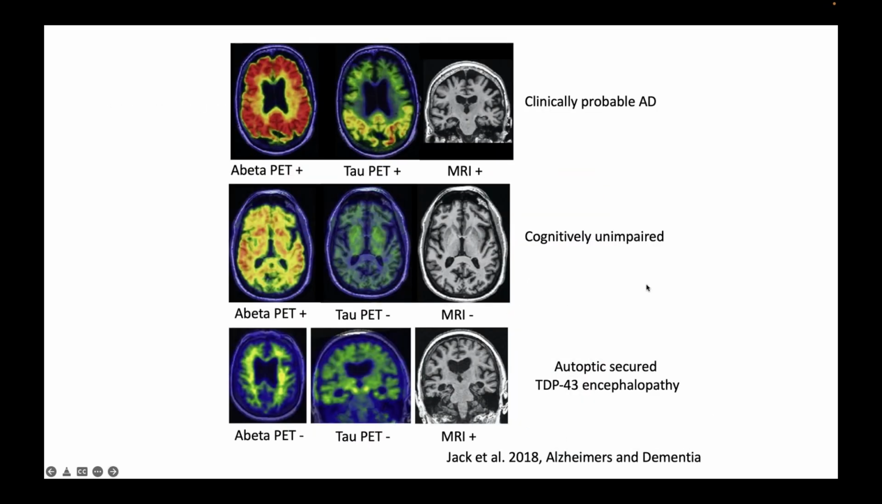And therefore, a new diagnostic criteria catalog was established in 2018 by Clifford Jack et al., a nuclear physician. And there we have a classification which is called the ATN classification, which takes into account these biomarkers. So A for amyloid, T for tau, and N for neurodegeneration.